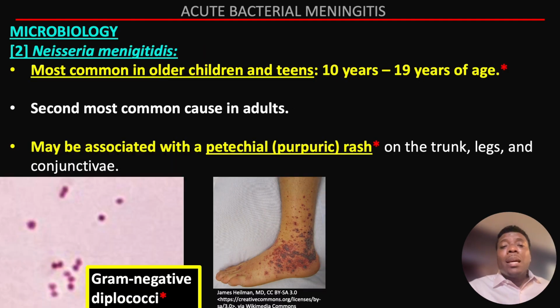Neisseria meningitidis is the most common cause in older children and teens between the ages of 10 to 19 years of age. It is also the second most common cause in adults after strep pneumo. A key feature, no matter how old the person is, if you see a petechial or purpuric rash, that is specific for meningococcemia, you should be worried about Neisseria meningitidis. Now, a classic gram stain for Neisseria meningitidis is gram-negative cocci in pairs.